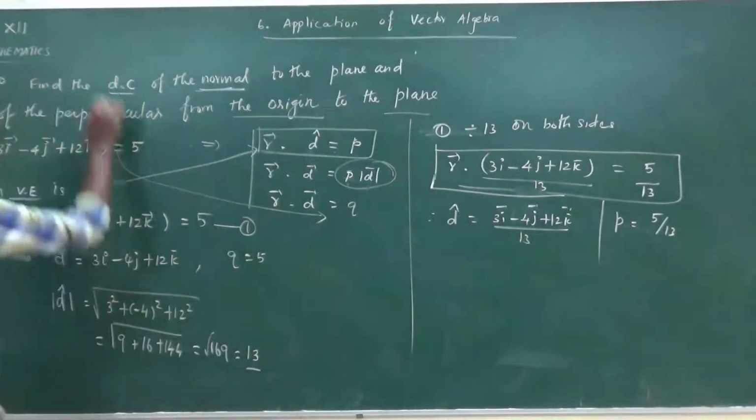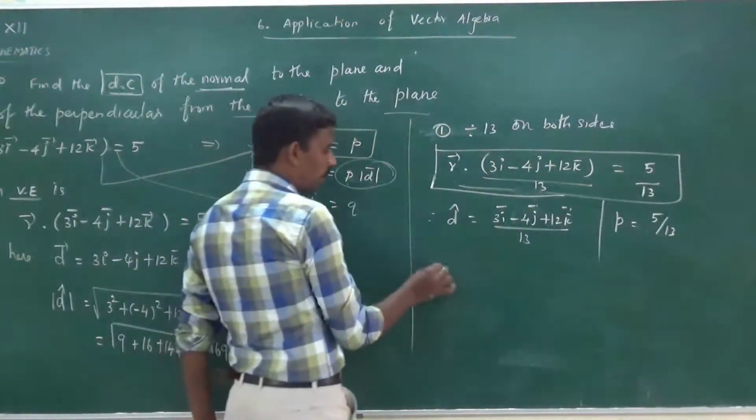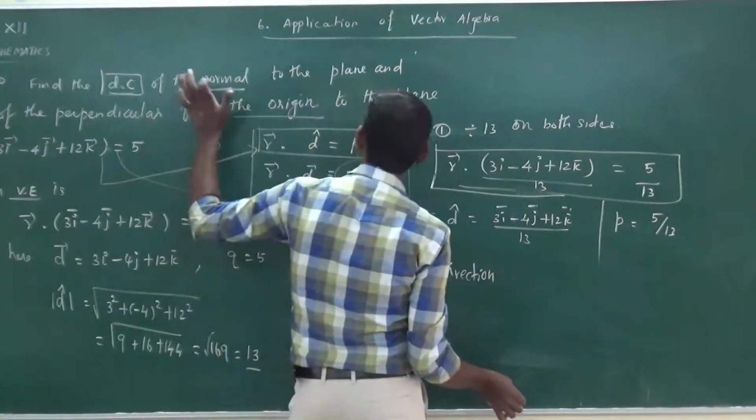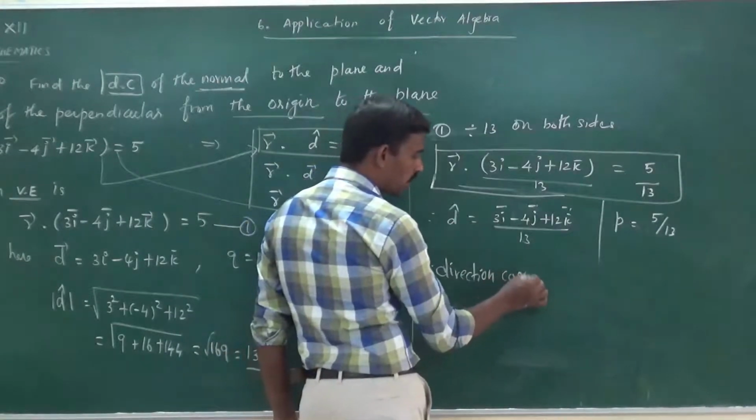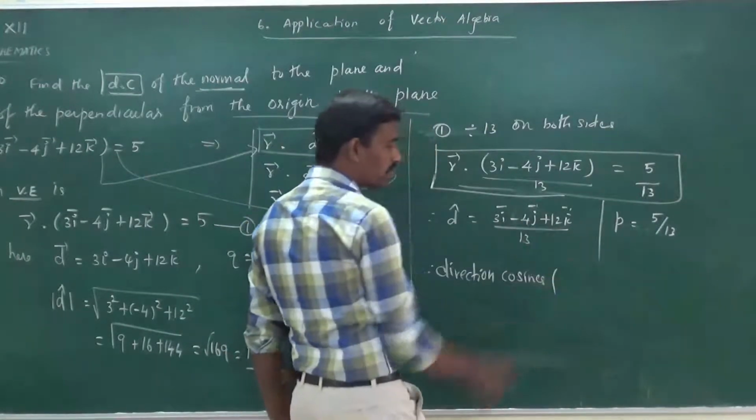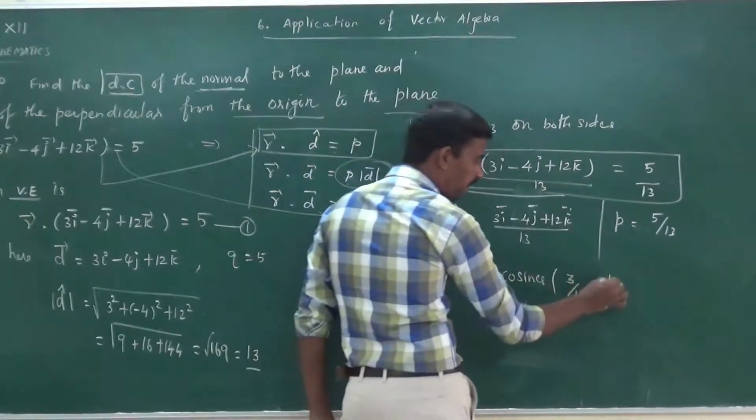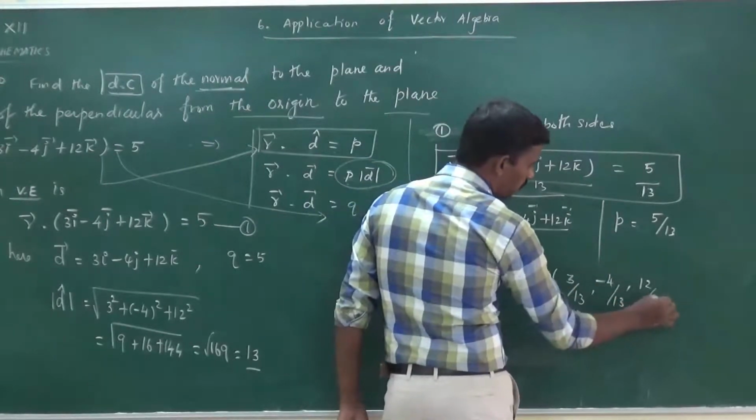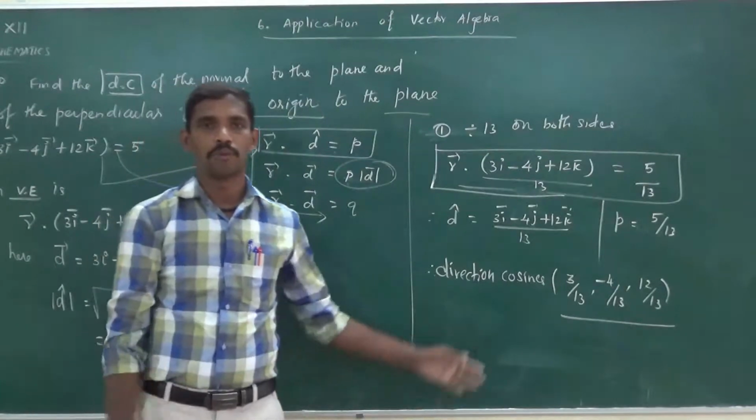Now they are asking DC. DC means direction cosines. Therefore, direction cosines of the normal vector: take out the components of i, j, k. So 3 divided by 13, minus 4 divided by 13, then 12 divided by 13. So these are the required direction cosines of the problem.